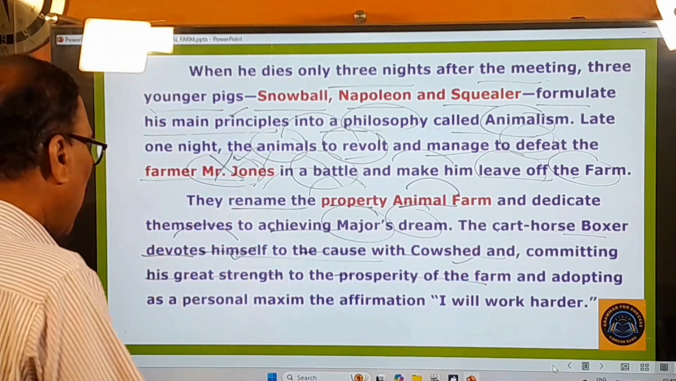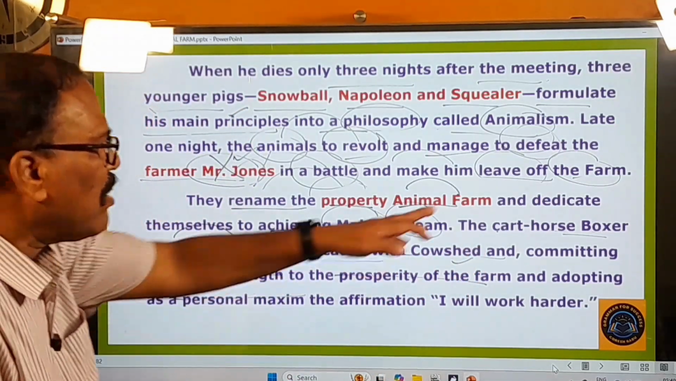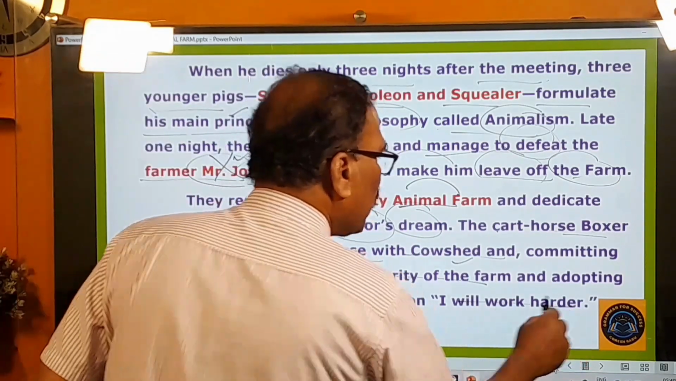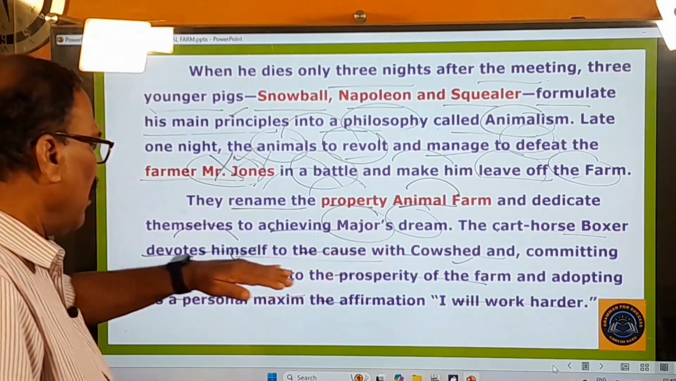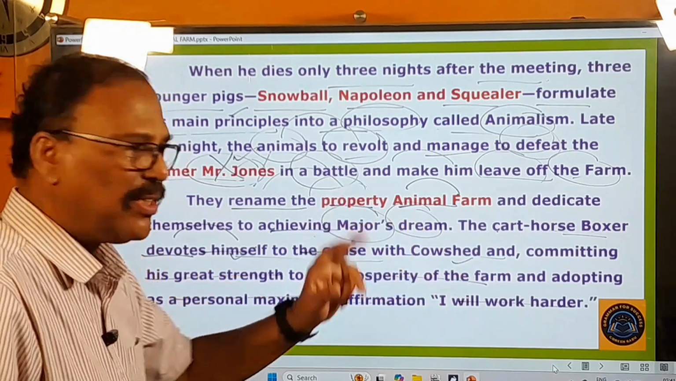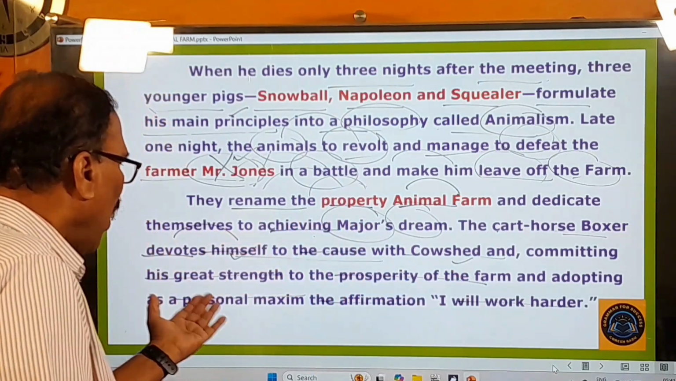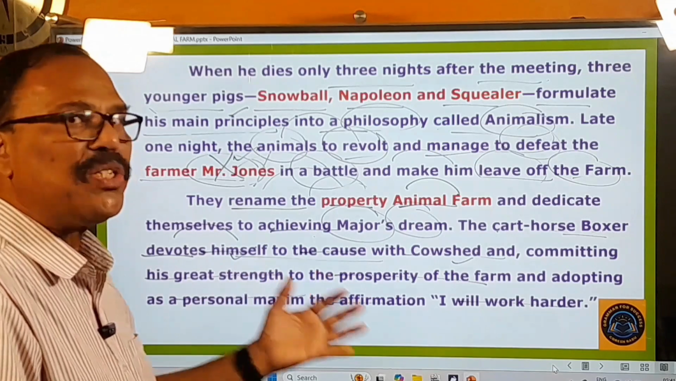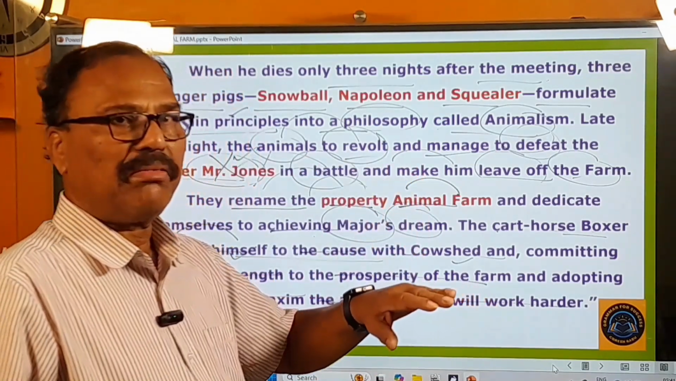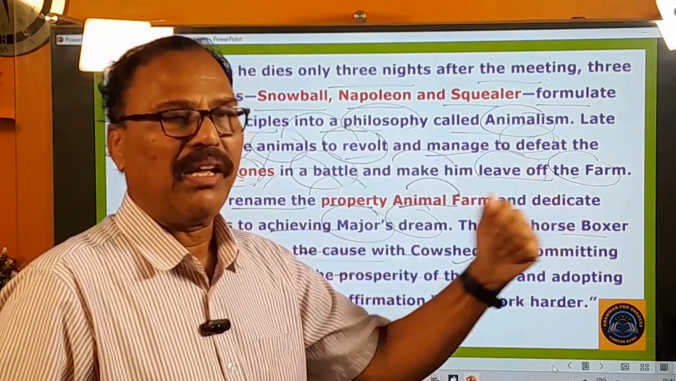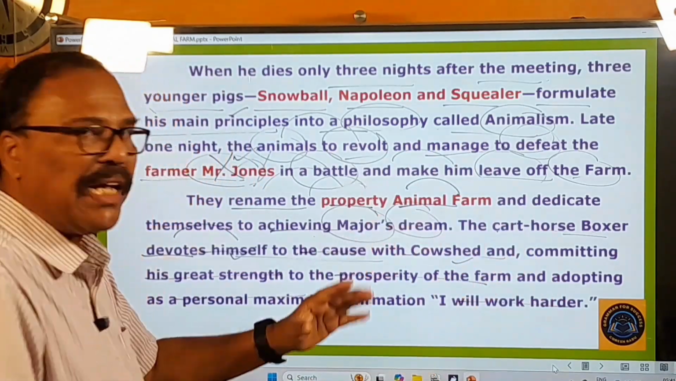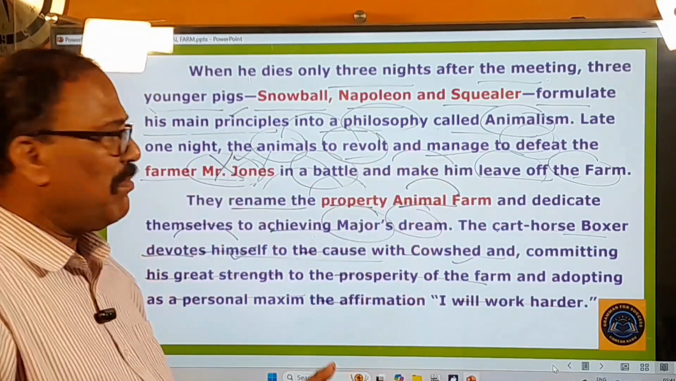Okay, so that is there. Adopting as a personal maxim, this Boxer also formulated a beautiful personal maxim. What is that? I will work harder. So this Boxer has devoted all its life, all its strength for the prosperity of the farm, one point, and it also has framed a personal maxim for each and every animal: I will work harder. So every animal is asked to say, I will work harder for the prosperity of the farm. That is what this Boxer has set for all other animals from that day onwards.